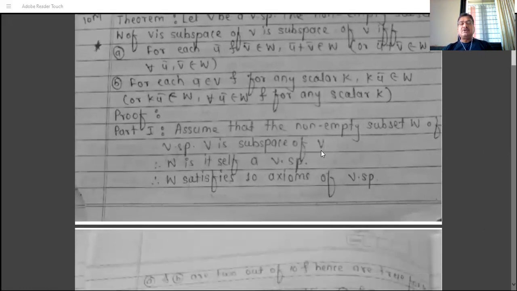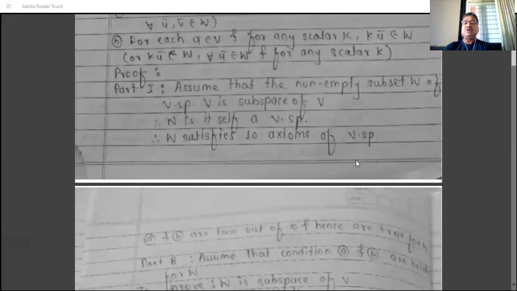W is a subspace of V, therefore W is itself a vector space by definition. As W is a subspace of vector space V, therefore W is itself a vector space, and therefore W satisfies the 10 axioms of vector space. As W is a vector space, W satisfies all the 10 axioms of vector space.